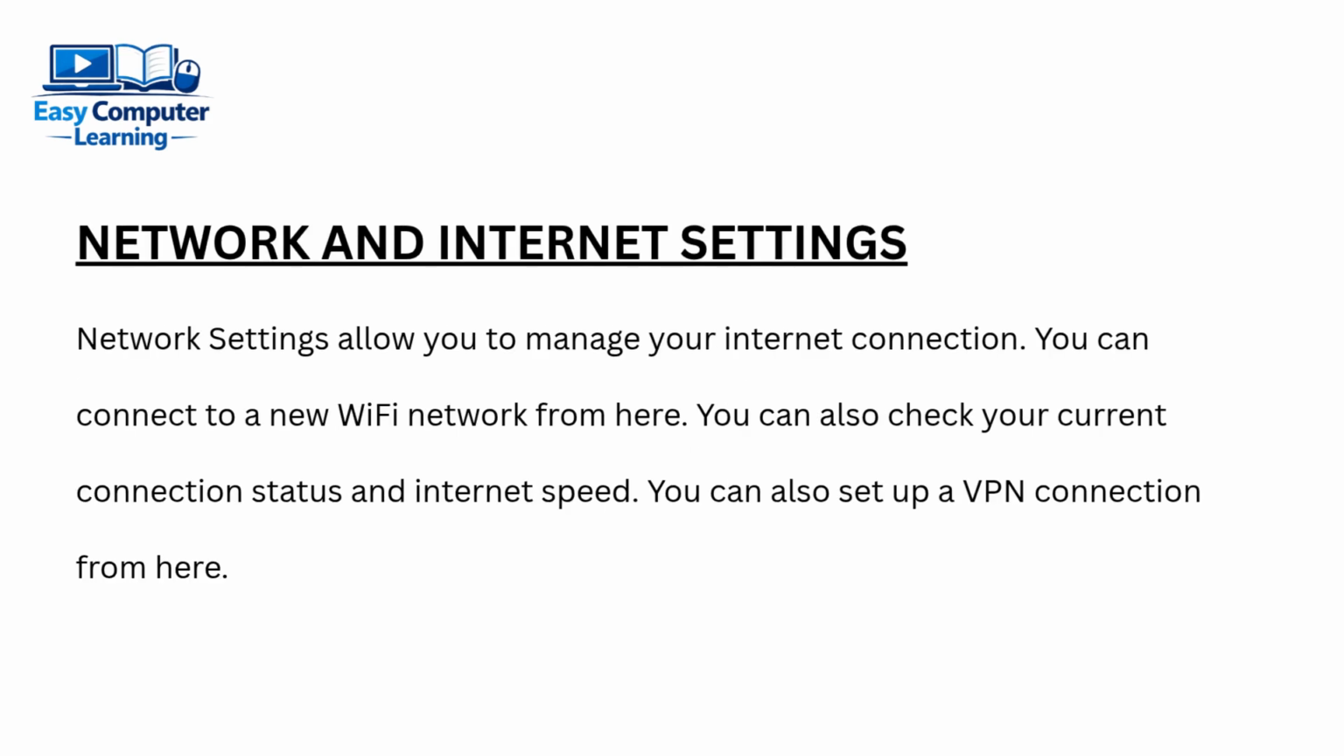Network and Internet settings. Network settings allow you to manage your internet connection. You can connect to a new Wi-Fi network from here. You can also check your current connection status and internet speed. You can also set up a VPN connection from here.